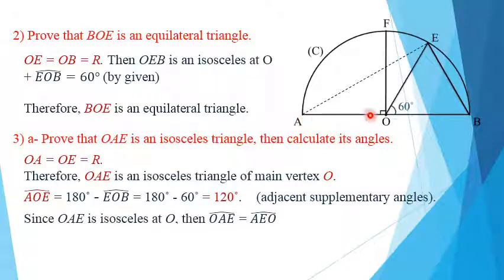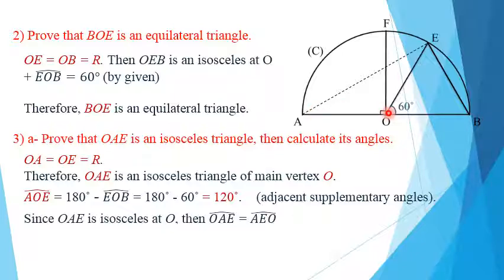And we proved that AOE is an isosceles triangle, so of main vertex O. So the base is AE. The base is the side facing the main vertex. Okay, the base AE. AEO and OAE are base angles of an isosceles triangle, so definitely they are equal.